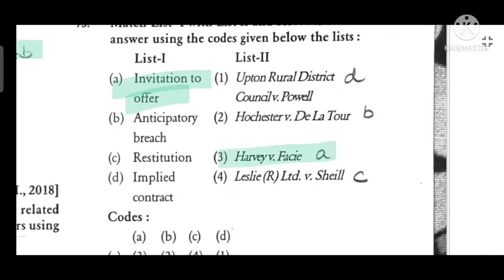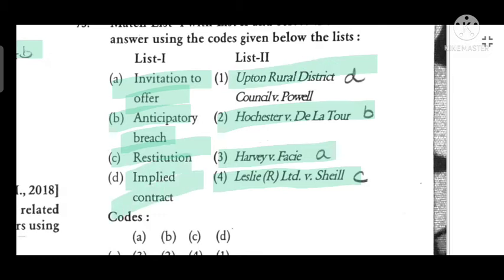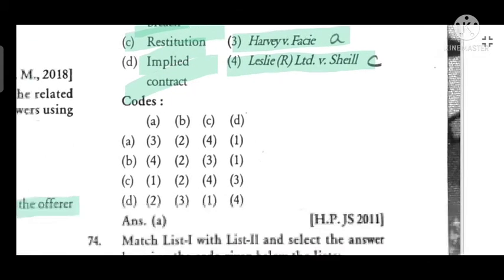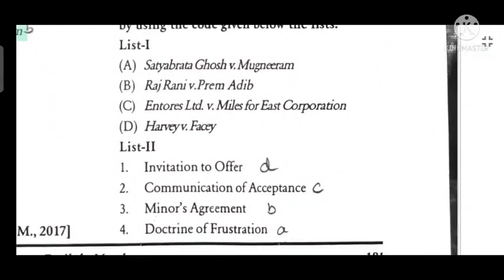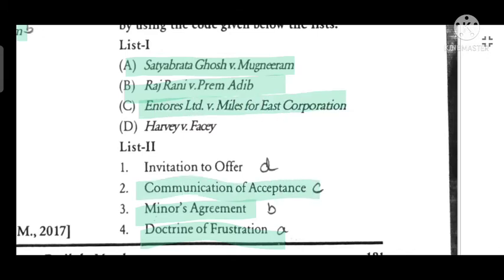Invitation to offer: Krell versus Henry. Anticipatory breach: Hochster versus De La Tour. Restitution. Leslie versus Sheill Limited. Implied contract: Upton Rural District Council versus Powell. Satyabrata Ghose versus Mugneeram Bangur, doctrine of frustration. Raja Rani versus Prem Adib, minor's agreement. Entores Limited versus Miles Far East Corporation, communication of acceptance.